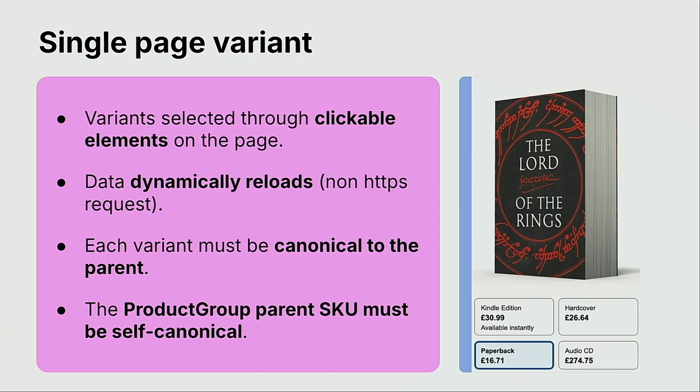So there are a couple of types of variants that you can have on your website in terms of structure. The first one, and this is probably the most common and definitely the most preferred by crawlers, is a single page variant. So in this instance, say you have the example of a Lord of the Rings book. On this product page, you would be able to use filtering options directly on the page to pick what option you want. So you could choose between a paperback or a hardcover, for example. Now, these clickable elements would dynamically change the URL on that product page through the use of parameters, and these parameterized URLs must be canonical back to the parent product. So you only have one canonical URL that sits within your product group.